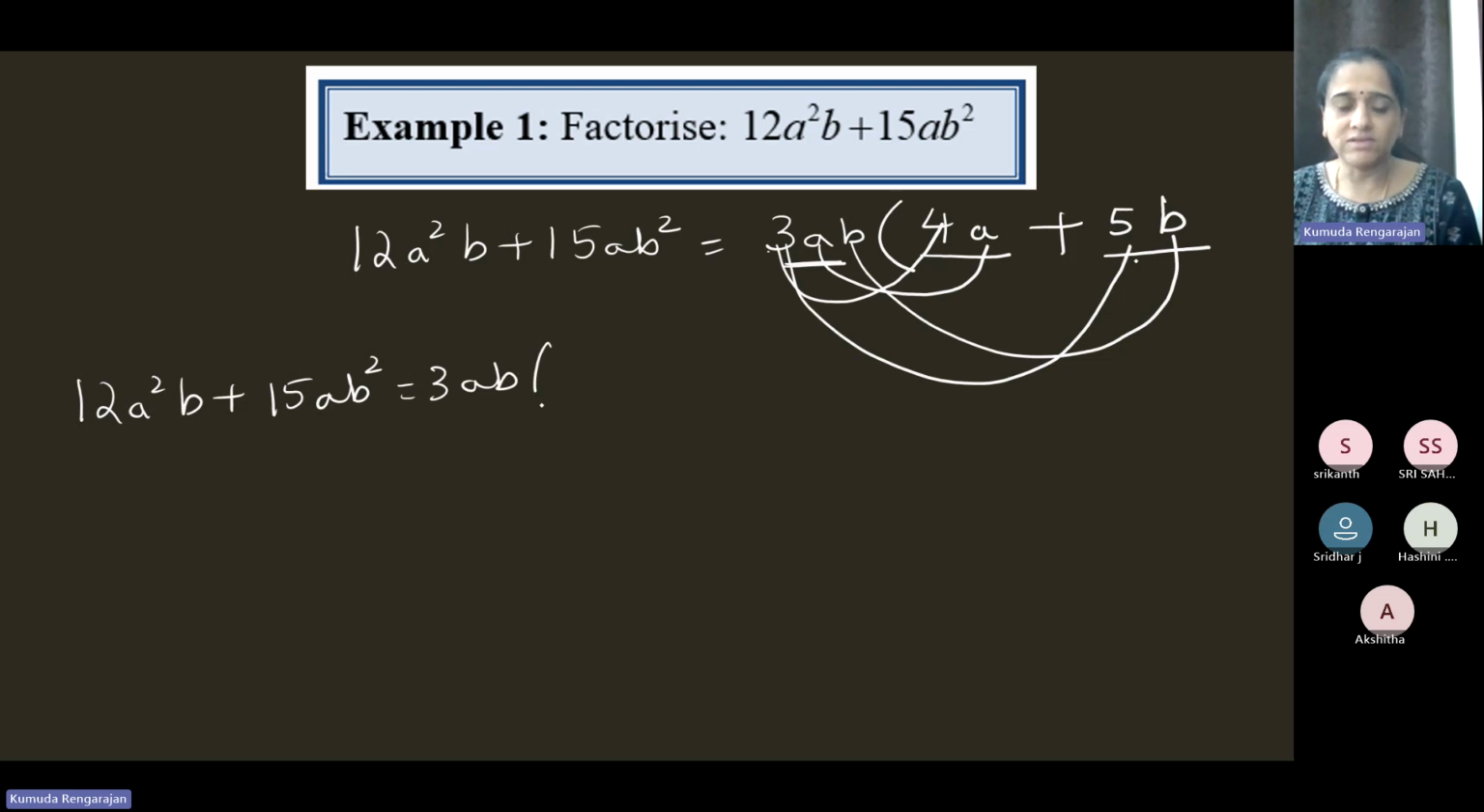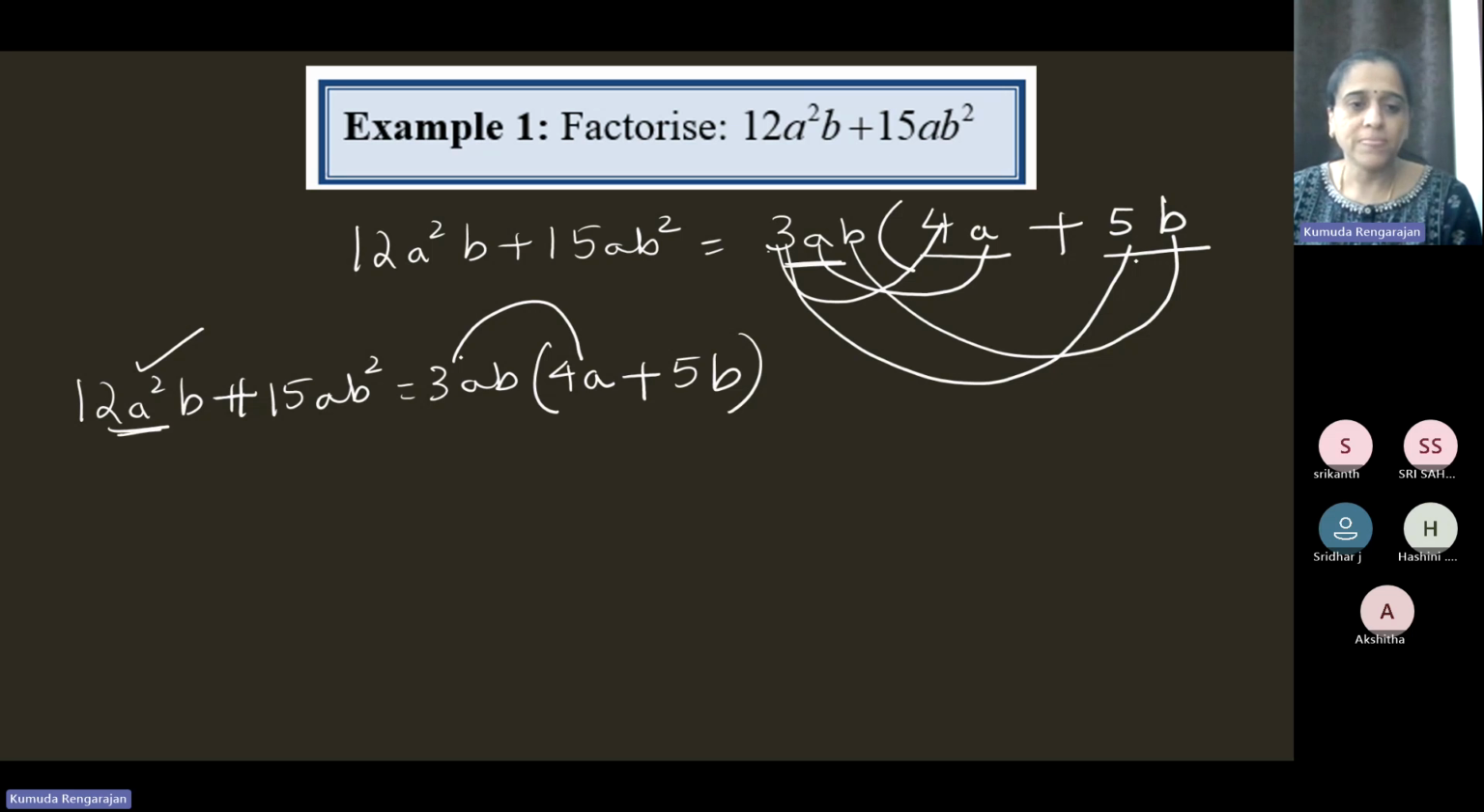3AB is the common factor, the HCF. In the bracket, 3AB into 4A gives us 12A squared B plus 3AB into 5B. This one, 5B. This into this should give you the first term. This into this should give you the second term. 3AB into 5B is 15AB squared. So this is by taking out the common factor. The common factor meaning HCF.